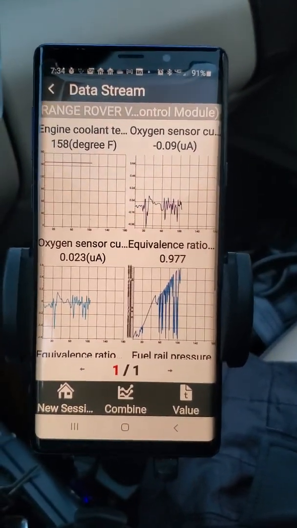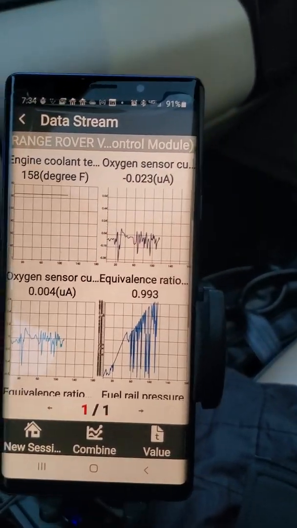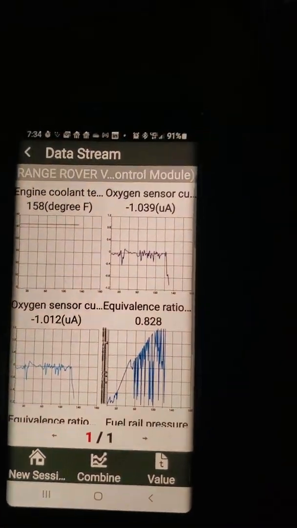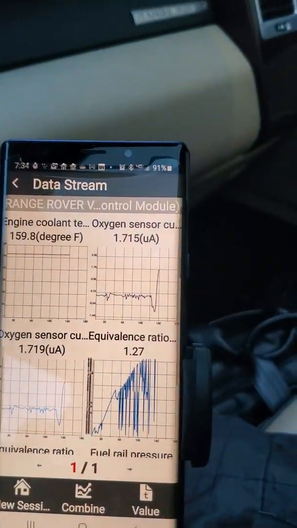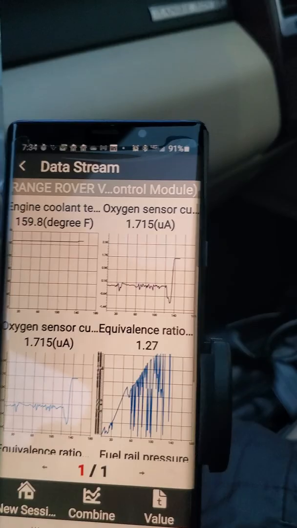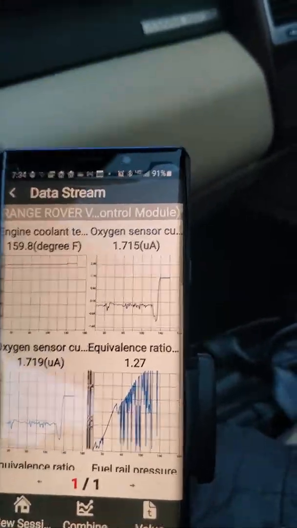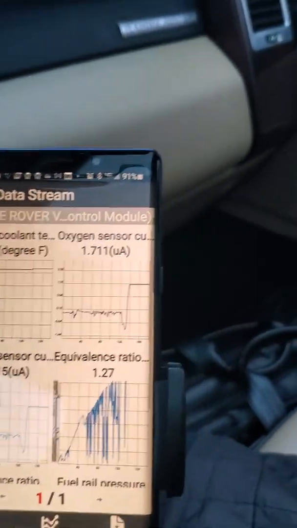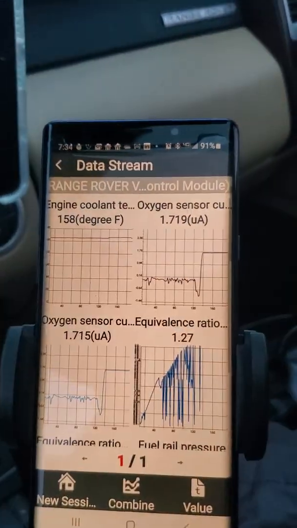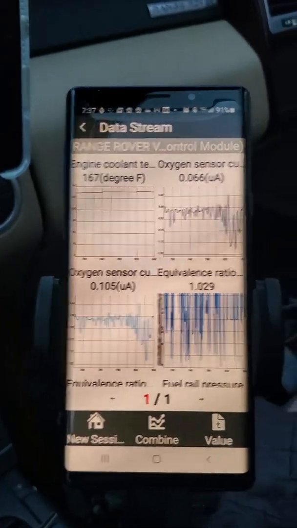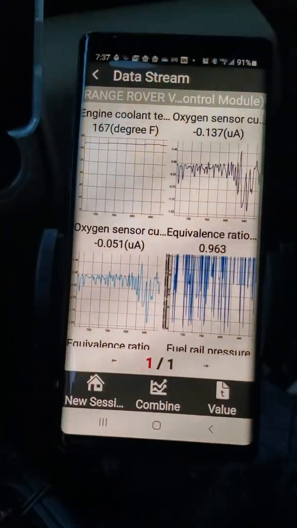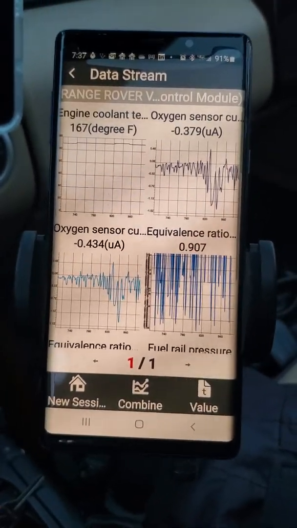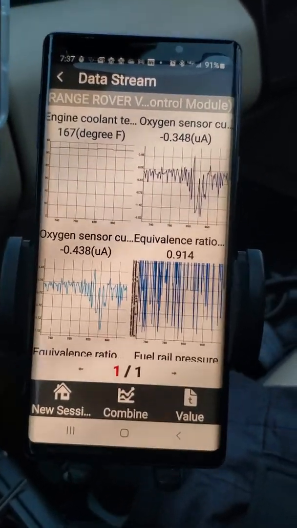So here I just changed the measures to show you the engine coolant temperature, the lambdas, the sensor 2s, and the fuel rail pressure. Again, just cruising right now at 40 miles per hour on the highway. Foot's not on the gas pedal. So this is at about 1500 RPMs, 40 miles per hour on the highway, just foot slowly on the gas pedal.